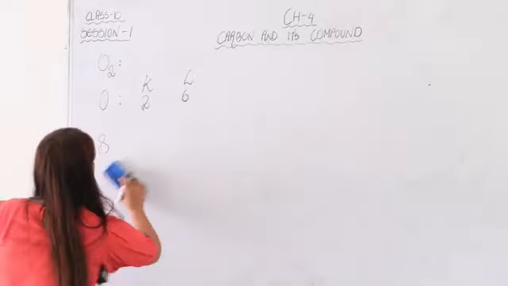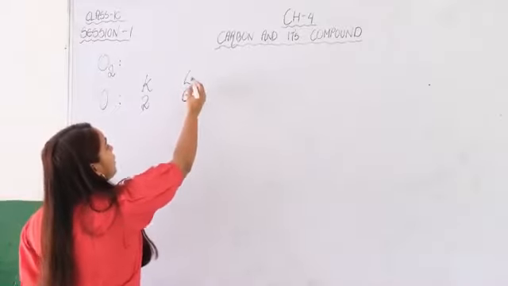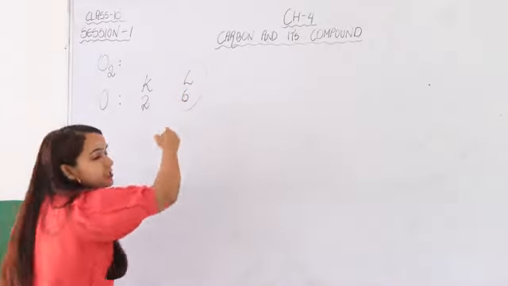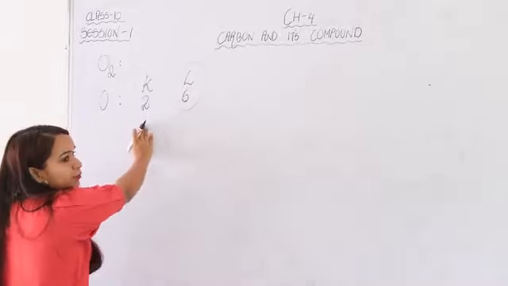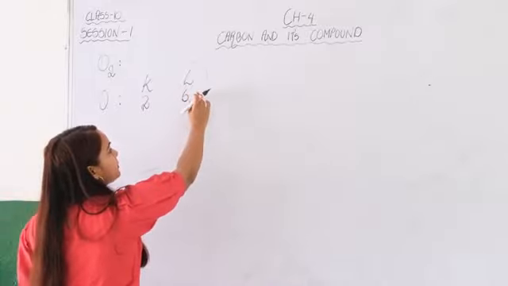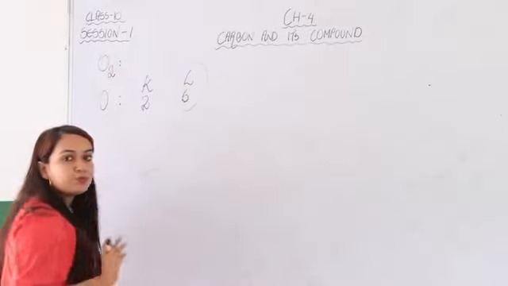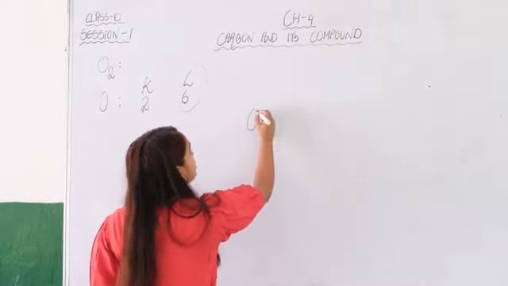And as I have also told, only the last shell participates in bond formation. The first shell has nothing to do with bond formation, so it will remain as it is. Only this will come into play. That means only this will participate in bond formation. Now let us see how 2 oxygen atoms form a bond.